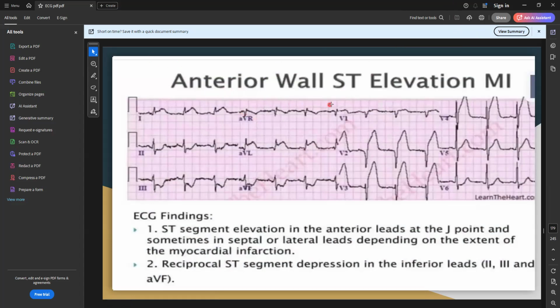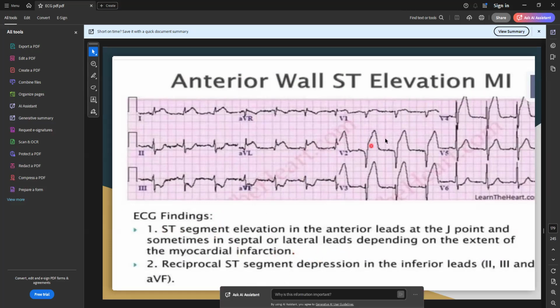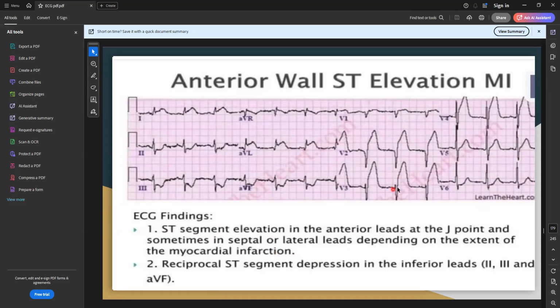Coming to the anterior wall STEMI, this is the ECG strip showing the anterior wall STEMI. As I told you, in the anterior wall, ST segment elevation will be there in lead V3 and V4. If septal involvement is there along with the anterior wall, V1 and V2 also will be involved.